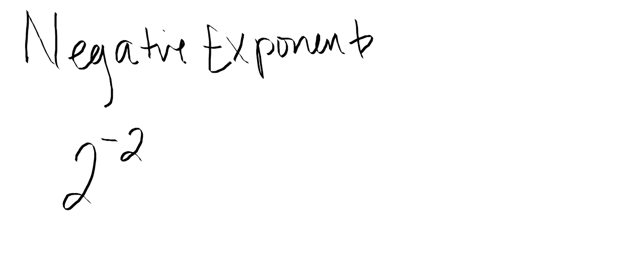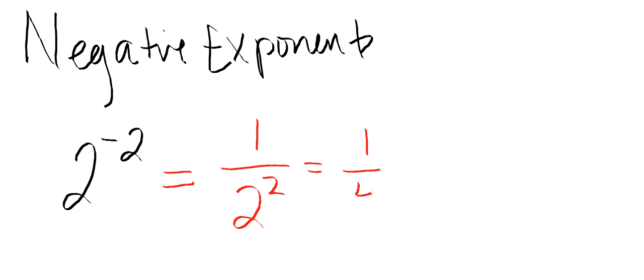Negative numbers are the opposite of positive numbers. So a negative exponent tells you to do the opposite of what you would do for a positive exponent. With a positive exponent, it was repeated multiplication. That means a negative exponent is telling you to do division. So 2 raised to the power of negative 2 is the same thing as 1 divided by 2 squared, which is the same thing as 1 over 4.